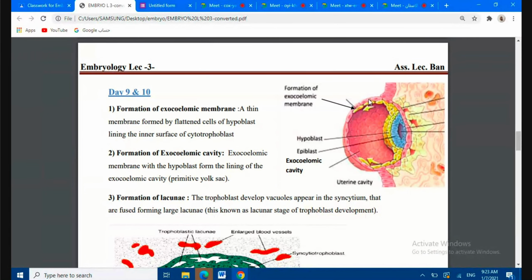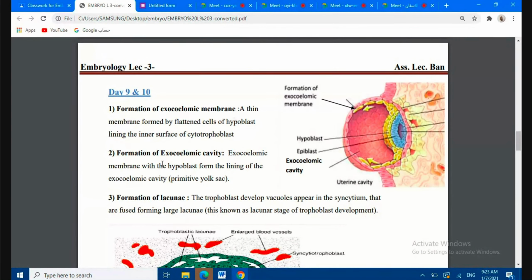Okay, so the cells will form from hypoblast cells. You see these cells that are flattened from the hypoblast. They will extend and form new cells. Where will they line? Let's say they form a complete lining under the cytotrophoblast. They will form by flattened cells of the hypoblast and continue to line the inner surface of the cytotrophoblast. Okay, and in this way we will have a membrane that we call the exocoelomic membrane.